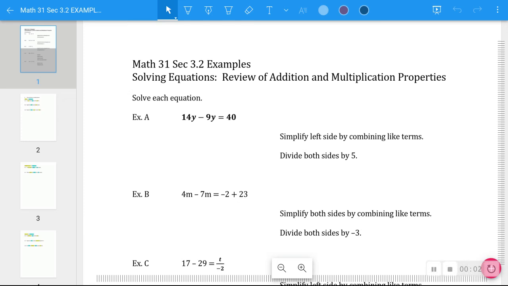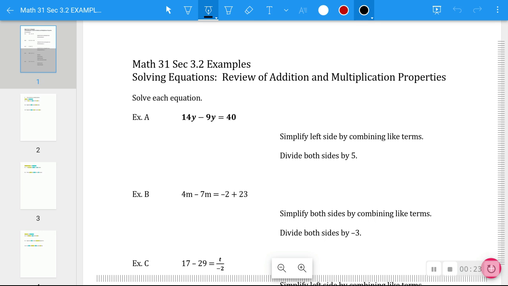Okay, this is Mr. Peterson. We're on Math 31, Section 3.2. In this section, we're going to learn how to solve equations using addition and multiplication. This is a review of some of the concepts we've had before. And later on, you're going to look at how to translate from English phrases to mathematical phrases.